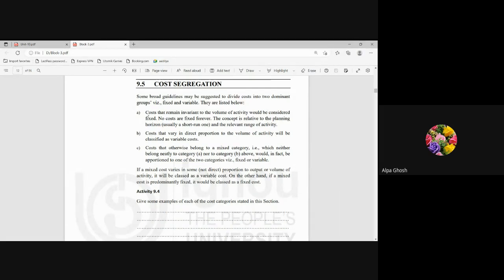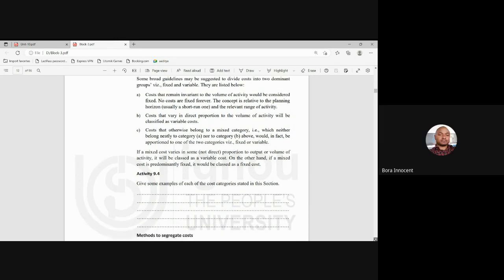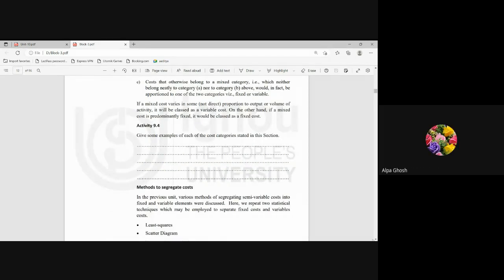Fixed cost never changes with the change in the volume, quantity or units. But variable cost keeps on changing proportionately with the change in the volume or units. Am I clear now? Yes, ma. Yes, very clear. Okay.